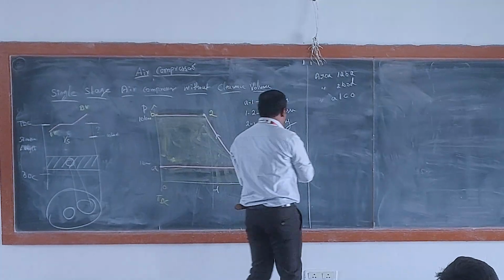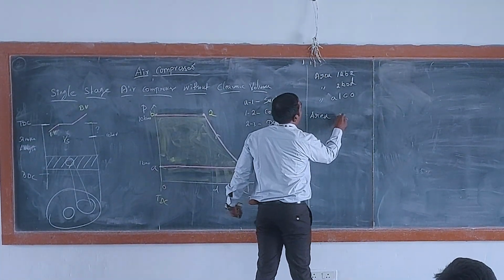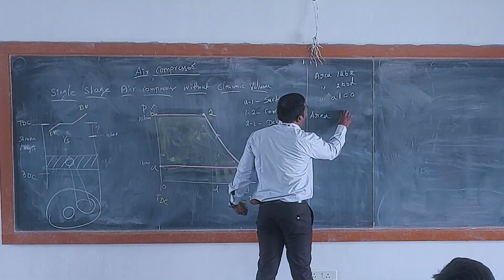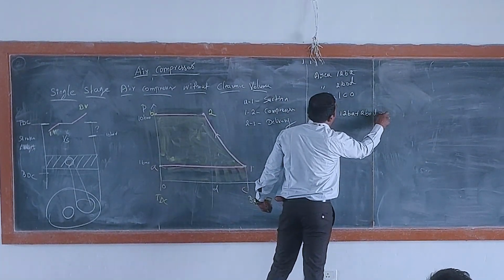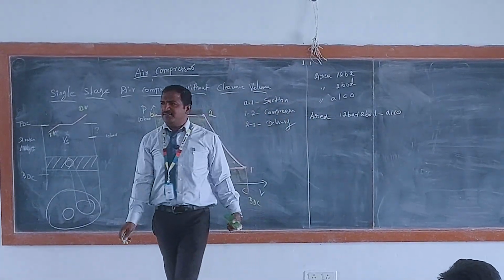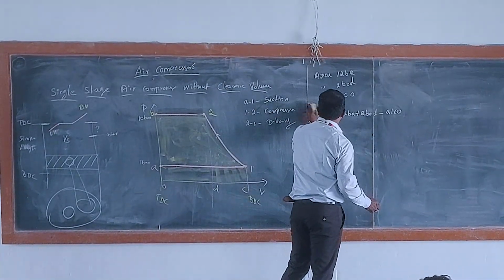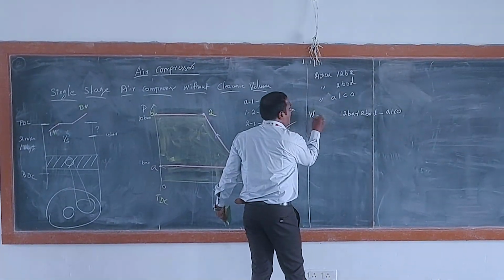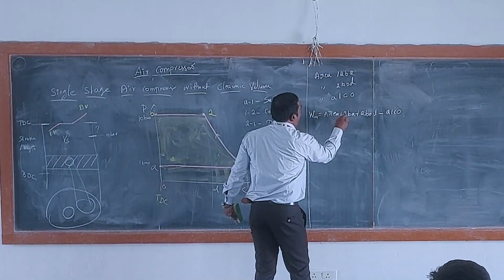Which means we have area 1 2BA plus 2BOD minus A1CO. If you do like this, can we get the work done? So here I put W of compressor, okay? W in of compressor area, I'll put like this.